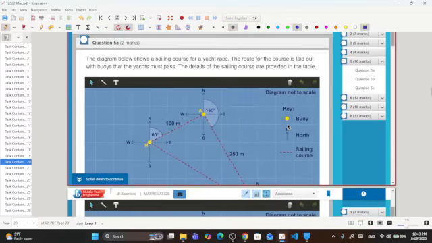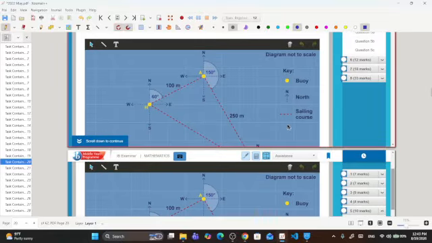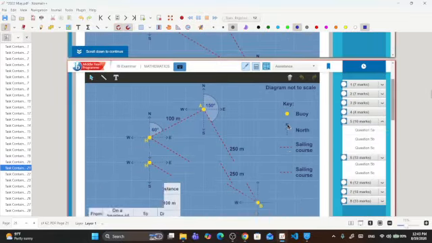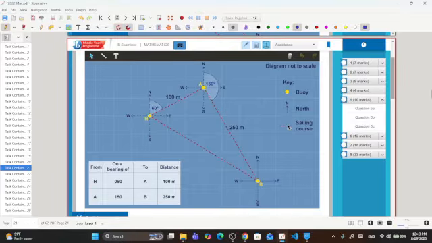The diagram below shows a sailing course for a yacht race. The route for the course is laid out with buoys that the yachts must pass. The details of the sailing course are provided in the table. So basically this is a bearings question, as we can see quite vividly in front of us.